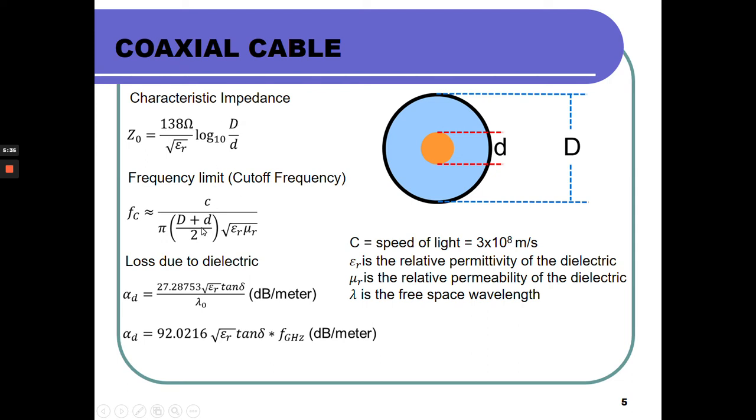That is, how much frequency this design can tolerate at maximum. Here c is the speed of light, and pi you know already. Big D and small d you know already, and epsilon r and mu r are the relative permittivity and permeability of the dielectric respectively. So if you know the values, then this can be estimated directly. In the example we will do it, no worries.